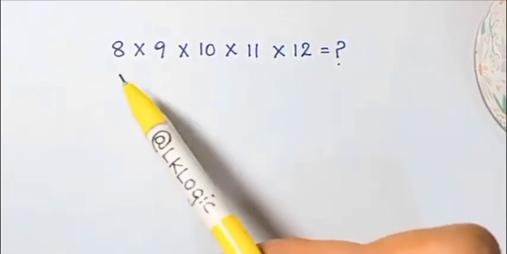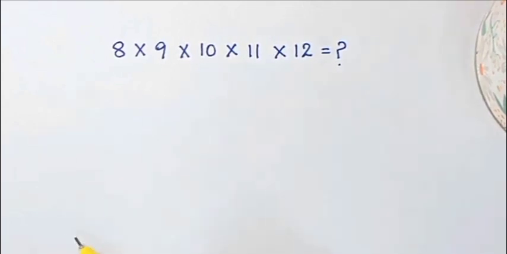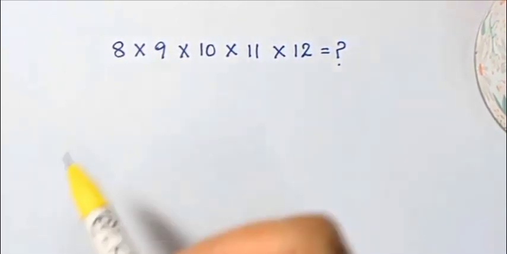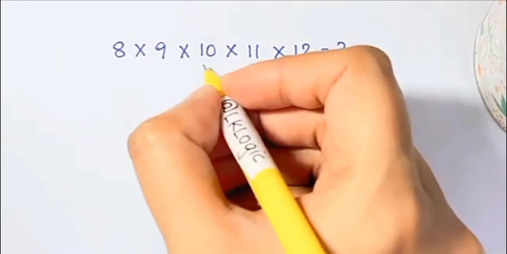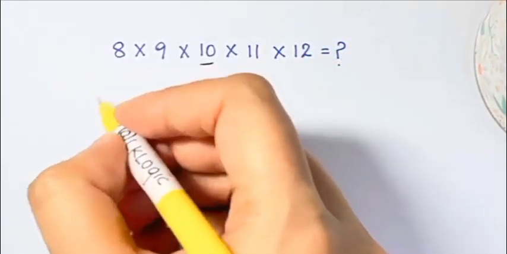Here we are going to solve 8 times 9 times 10 times 11 times 12 equals what? So what we are going to do is just convert all in terms of the base 10. So let's see, what is 8 in terms of 10?